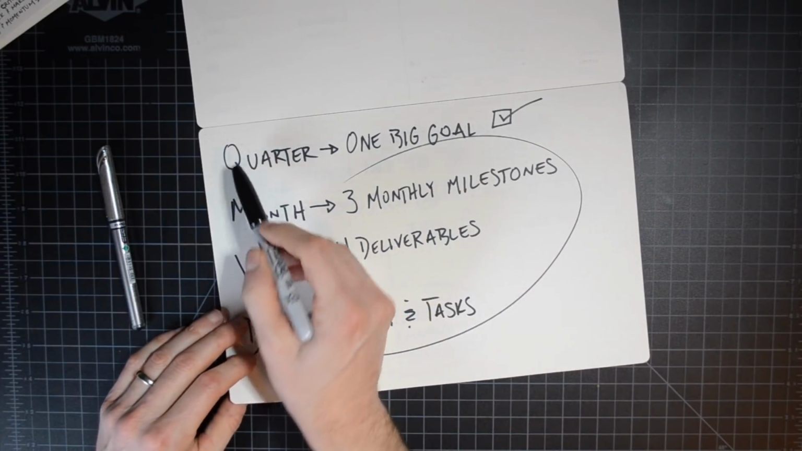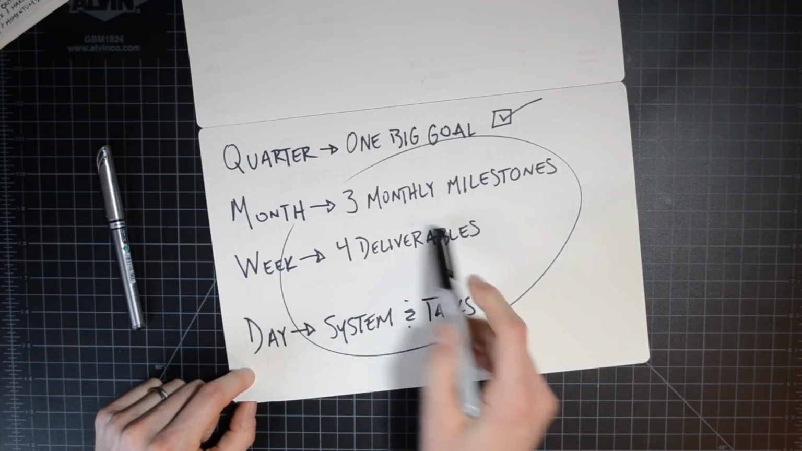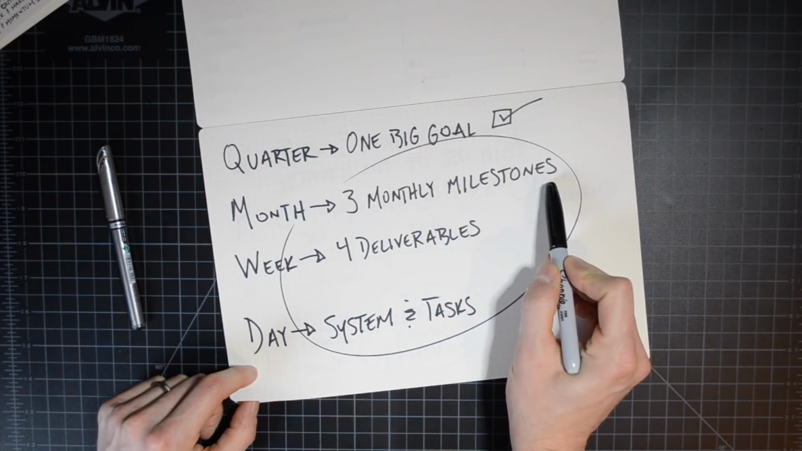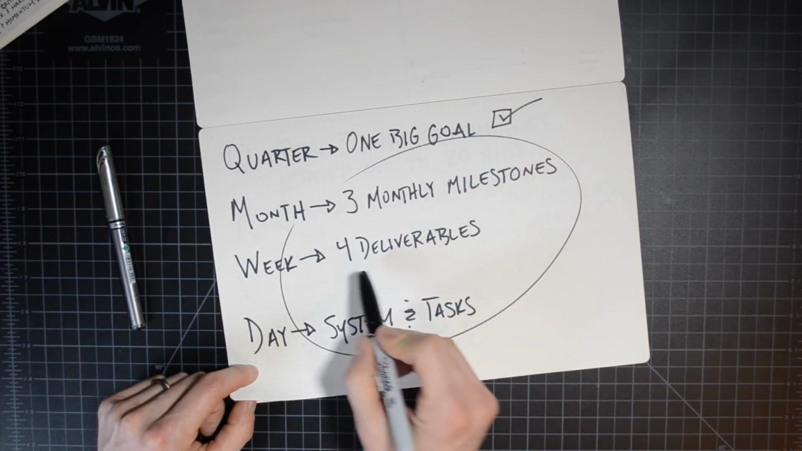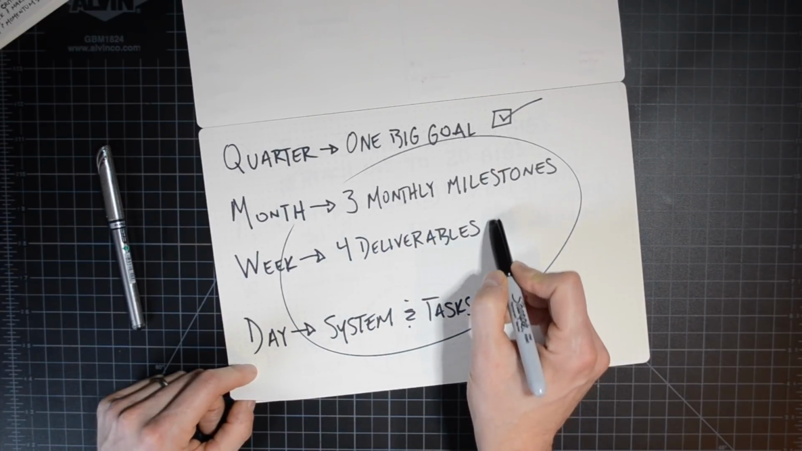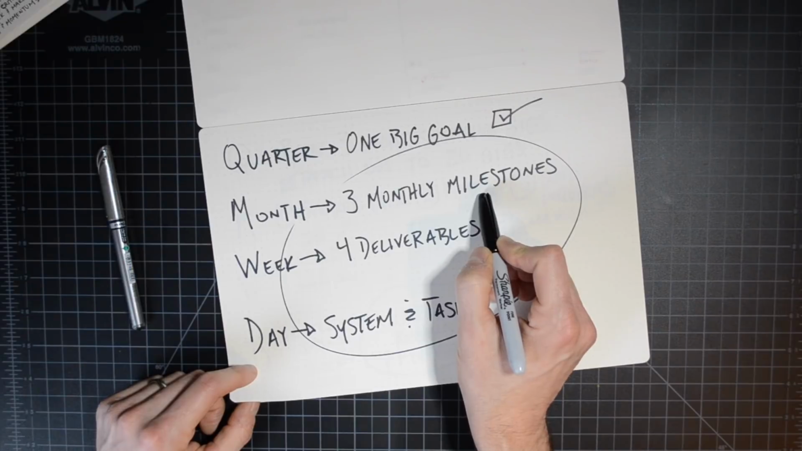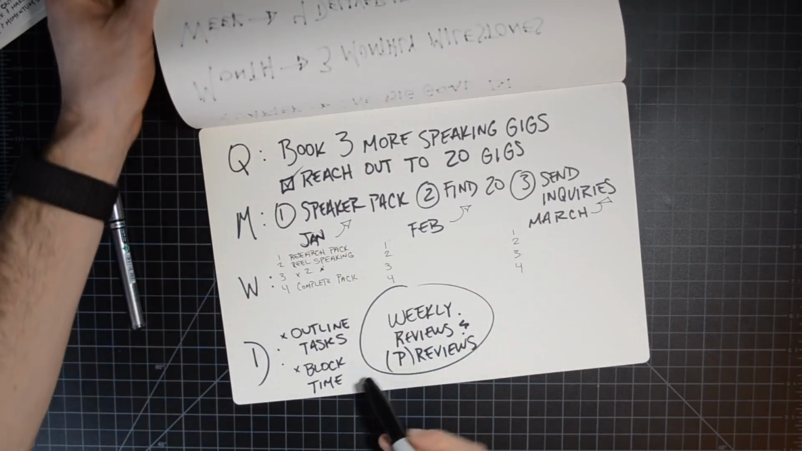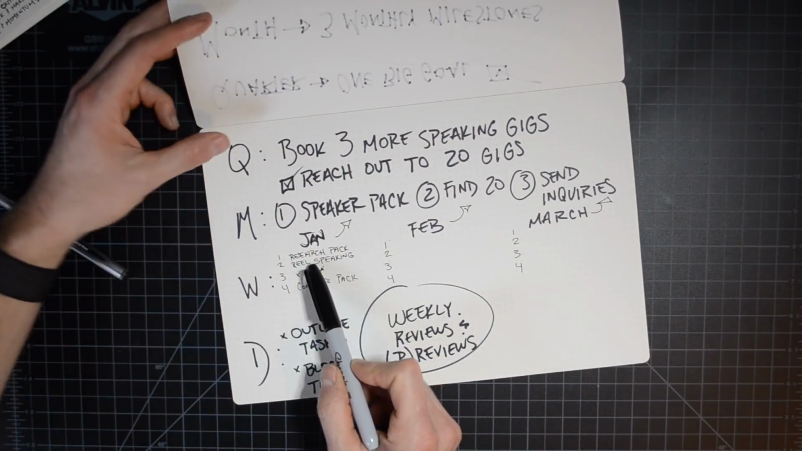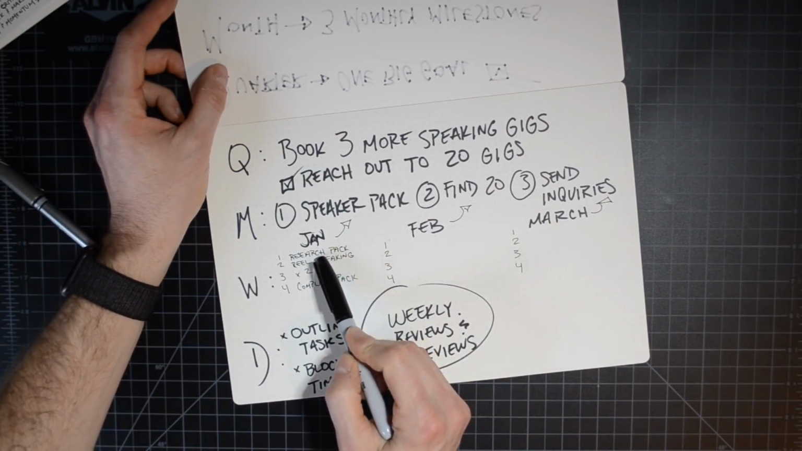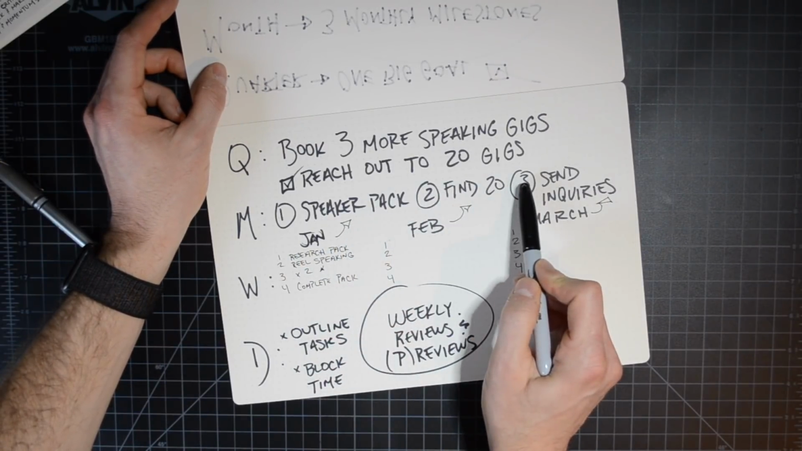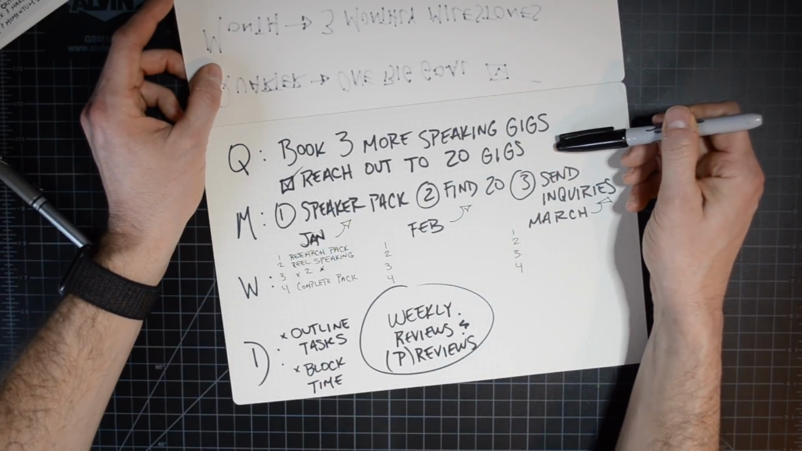So you can do the same thing with the quarter, month, week, and day system to, again, outline and define the one big goal that you have, the 3 monthly milestones that, if achieved, will help you reach your one big goal, the 4 deliverables that you have at the end of each week that, if reached, will help you reach that monthly milestone, and then the system and tasks that you have every single day that help you make the time to complete those weekly deliverables that, if you complete those, will help you reach the monthly milestone, and ultimately, once you reach each of these three, will help you achieve that big quarterly goal that you have.